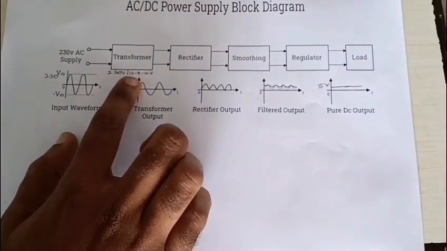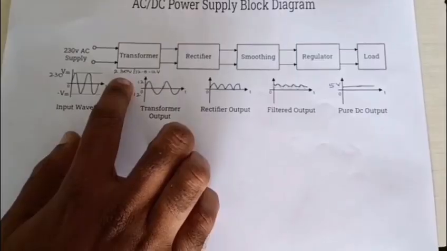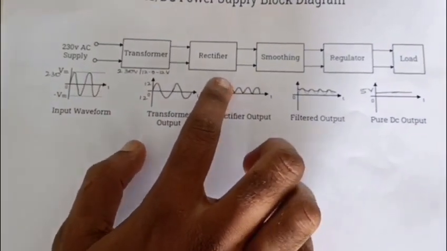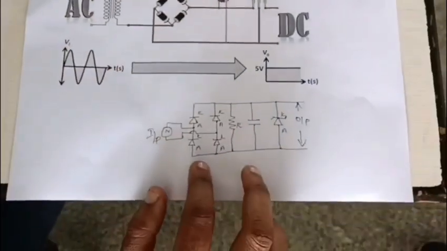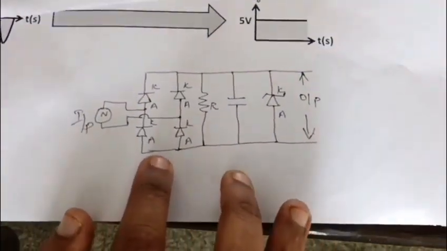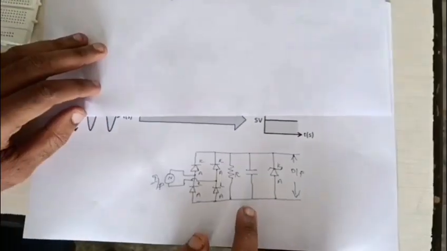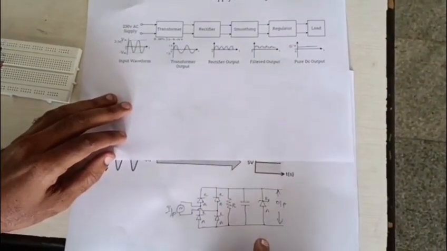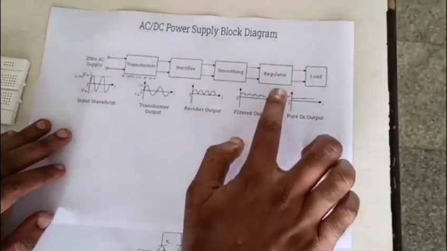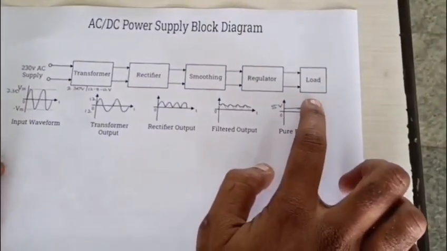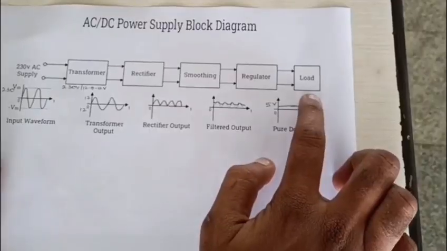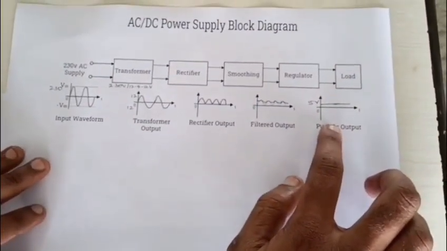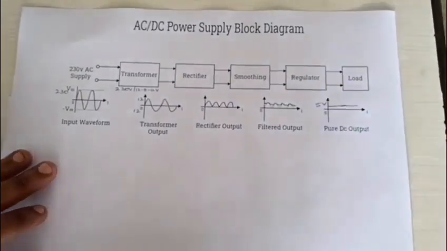First, the transformer will convert 230 volt into 12-0-12 volt. Then we are going to place a bridge rectifier. Then smoothening is done by the capacitor, and we are going to place a 7805 regulator, and at the load we are going to get around 5 volt. This is the block diagram of the AC to DC power supply.